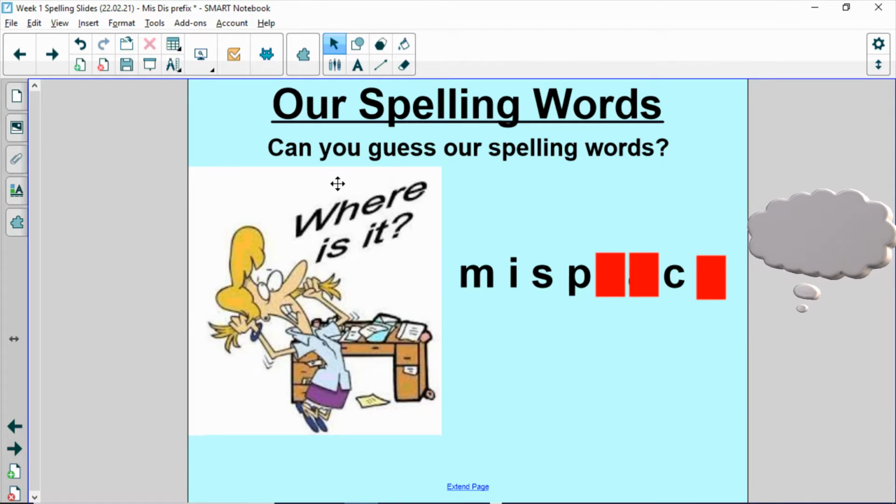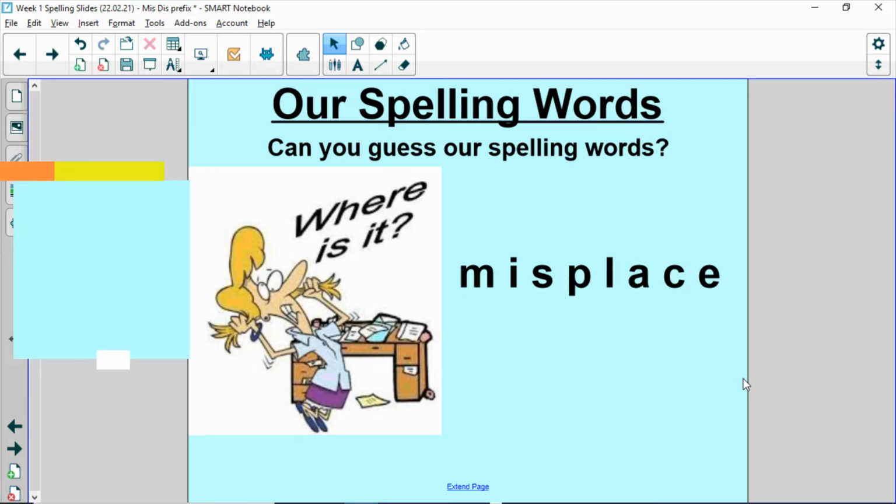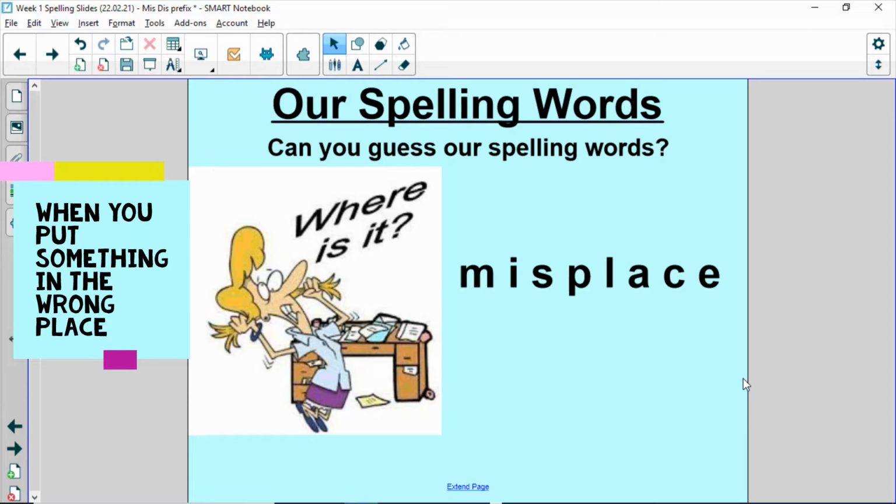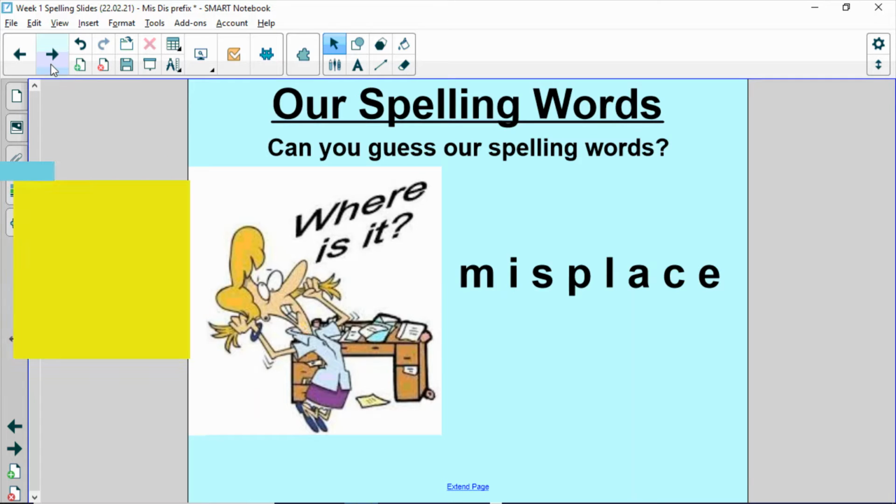Now have a little think. Shout out if you think you know what it is. This spelling word is misplace. Now, misplace means when you put an object in the wrong place and you can't find it, so you lose it temporarily. Almost like this cartoon character's looking for something and she's saying, where is it? She cannot find it. So that's another one of our spelling words.